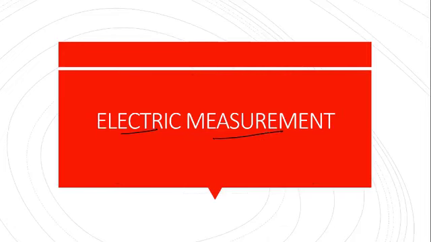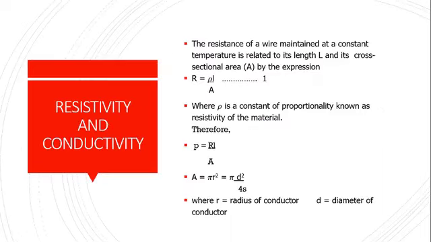Welcome back. Like I said, we'll be looking at electric measurement, and one important aspect of electric measurement is resistivity and conductivity. Now, let me make it clear that resistivity is quite different from resistance. Resistance simply refers to the opposition offered to the flow of electric current. So what is resistivity?